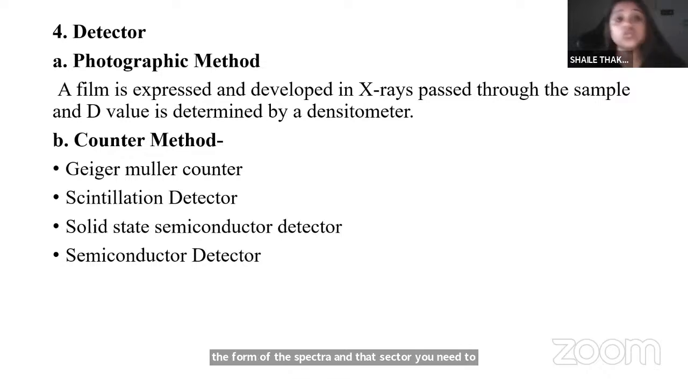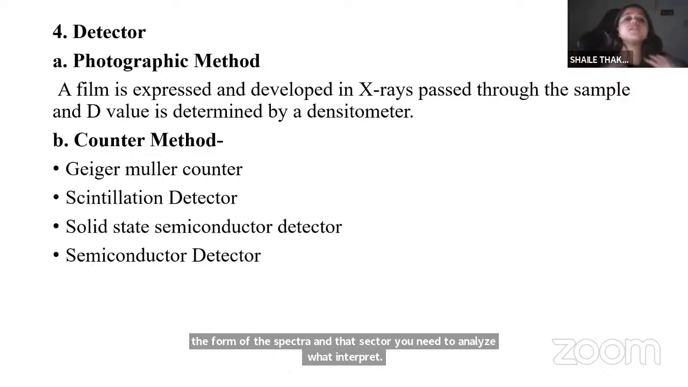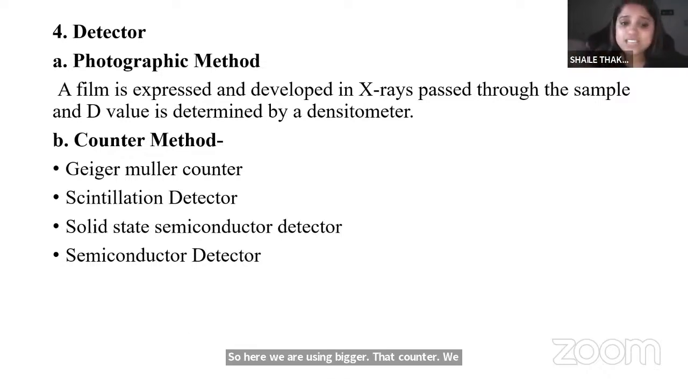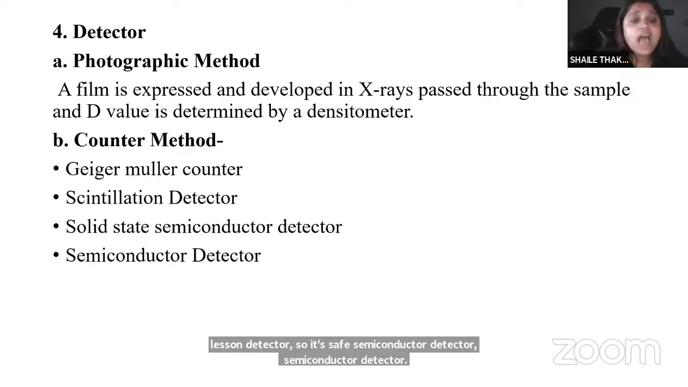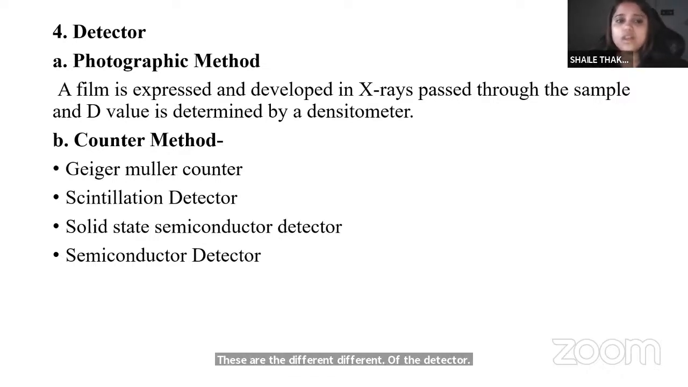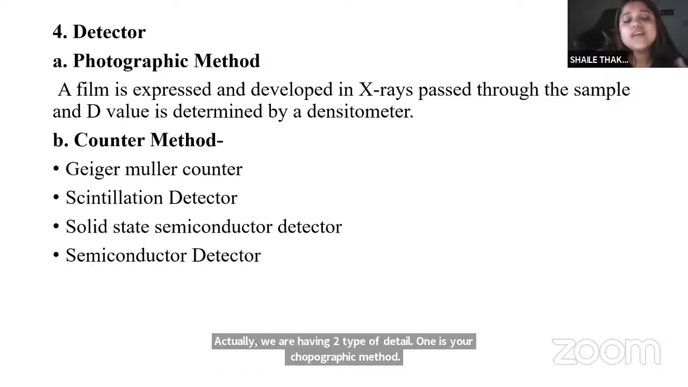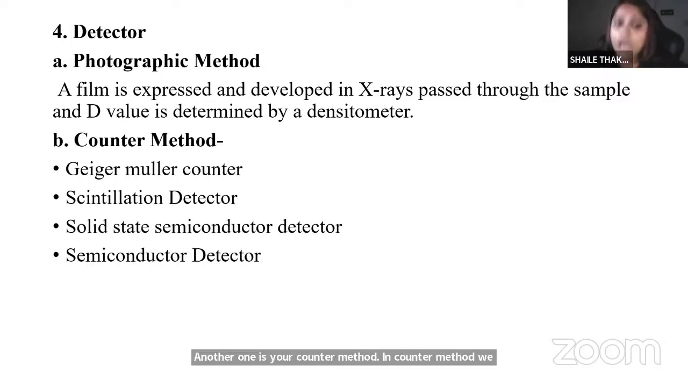or interpret. So here we are using Geiger-Muller counter detector, scintillation detector, solid state semiconductor detector. These are the different types of detector. I forgot to discuss the photographic plate. Actually, we have two types of detector. One is your photographic method, another one is your counter method. In counter method, we have the Geiger-Muller detector, scintillation and solid state semiconductor detector.